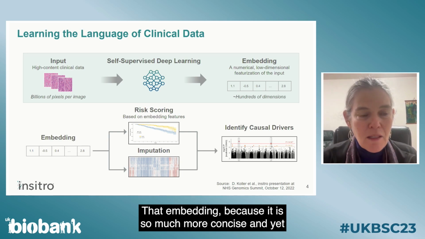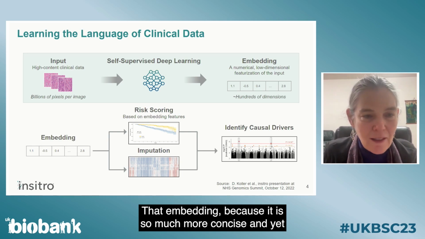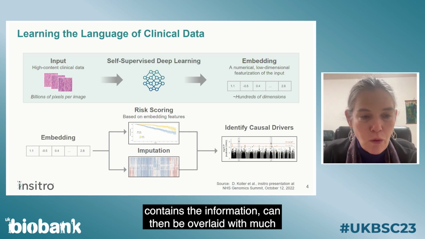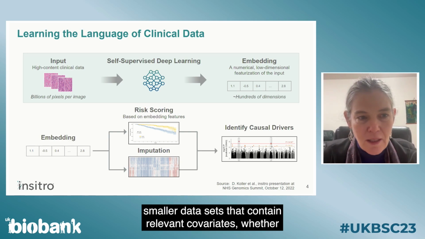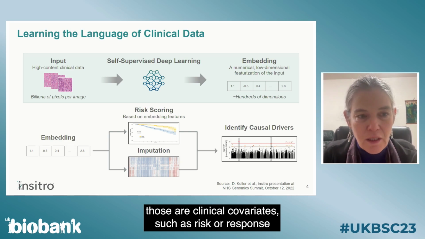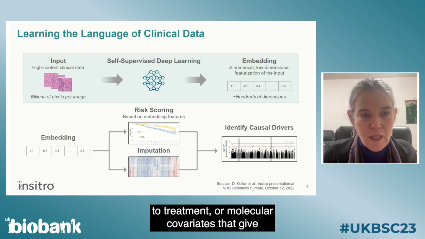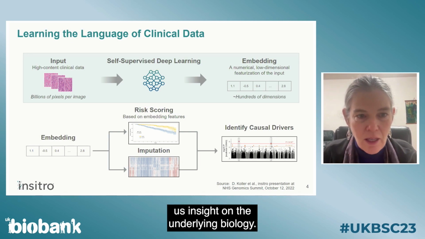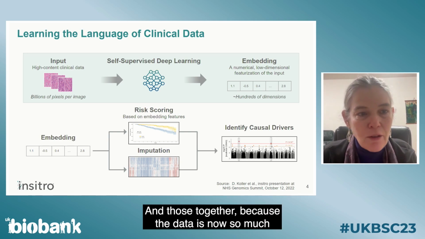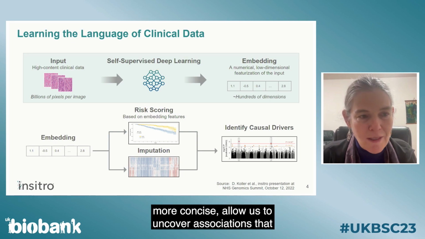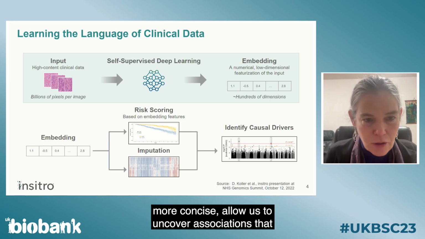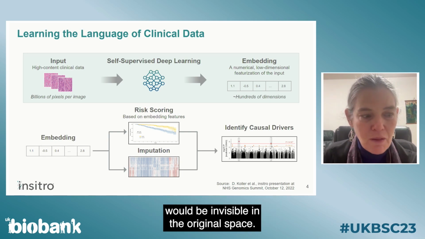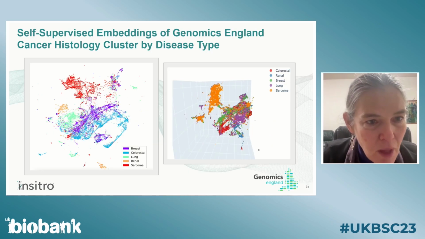That embedding, because it is so much more concise and yet contains the information, can then be overlaid with much smaller datasets that contain relevant covariates, whether those are clinical covariates, such as risk or response to treatment, or molecular covariates that give us insight on the underlying biology. And those together, because the data is now so much more concise, allow us to uncover associations that would be invisible in the original space.